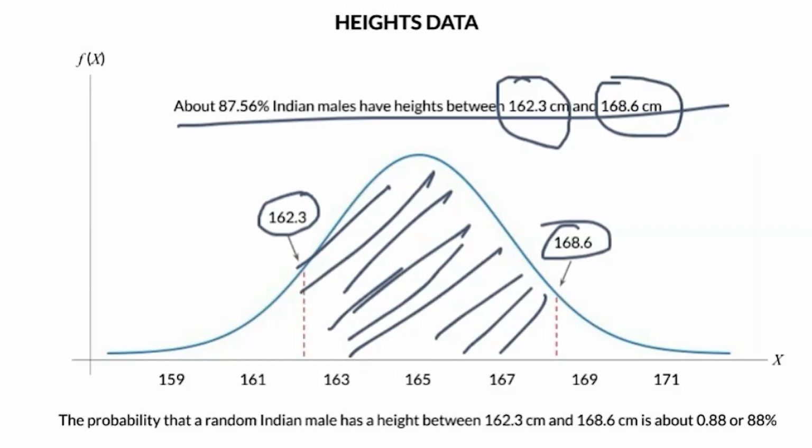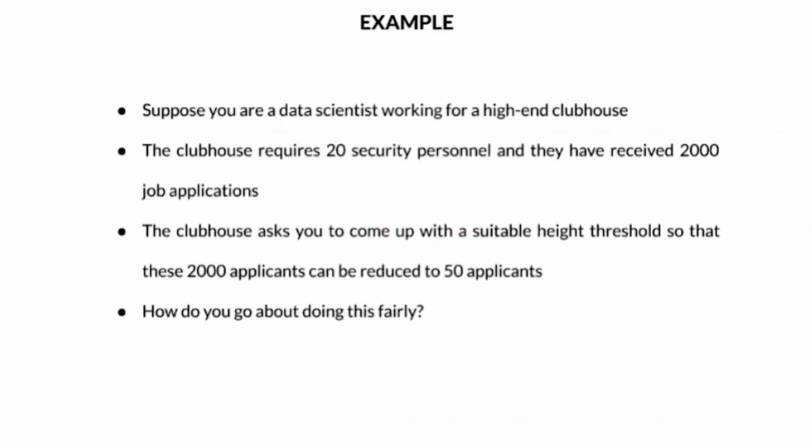It is essentially the probability that a random Indian male, you can see the statement in the bottom, has a height between these two values is about 87-88%. Let's look at a quick use case.